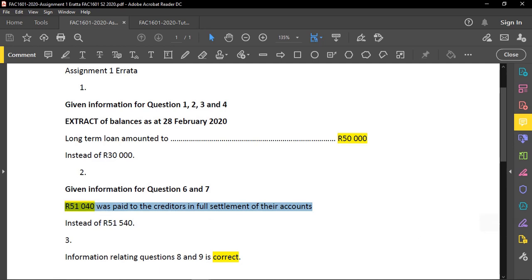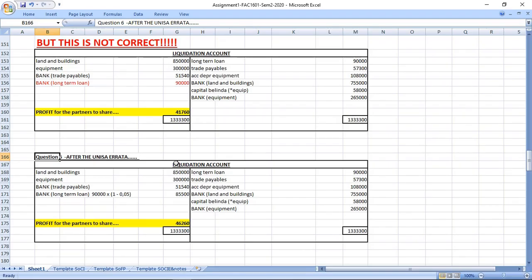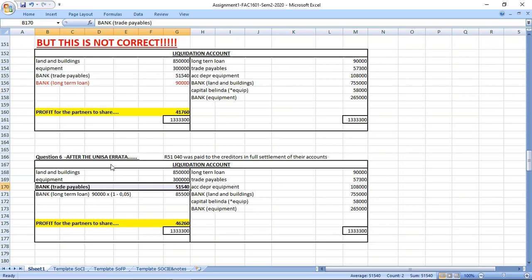Okay, let's copy that and paste that here. So that's what they said. They said 51,040 was paid to the creditors in full settlement of their account. So that means you're not going to take any discount into consideration. You're going to record that as the amount that was paid, which is going to change this figure. Because you'll be crediting bank. If you're crediting bank, you're debiting the liquidation account. Let me write that down. Debit liquidation.